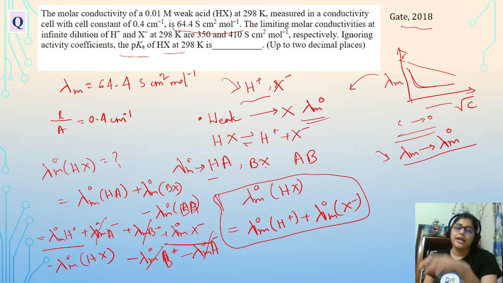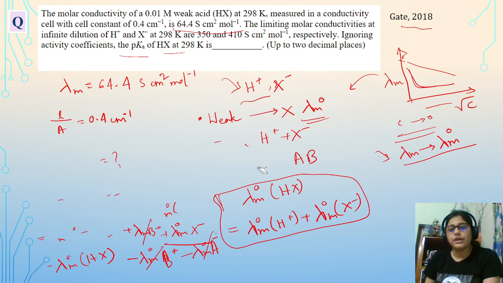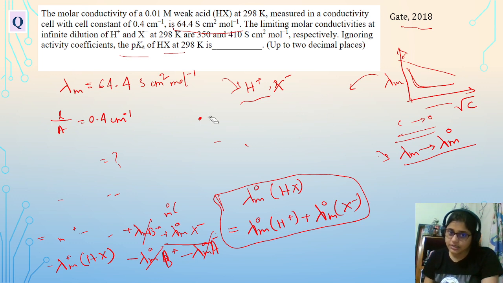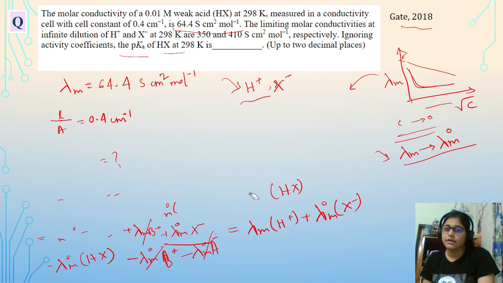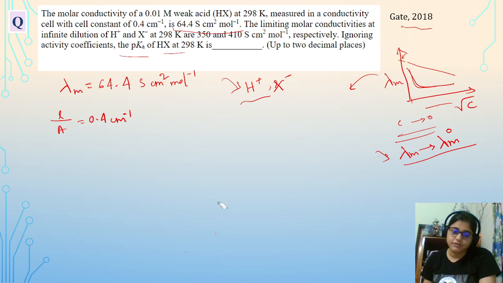I will be talking about these things in another session. Just for now, please remember that for the case of a weak electrolyte, if we add the values of lambda m0 of the constituent ions, we can get the value of lambda m0 for that electrolyte. That is only needed here. I will take this question again when I talk about the dilution effect on conductance, in the next lecture itself.